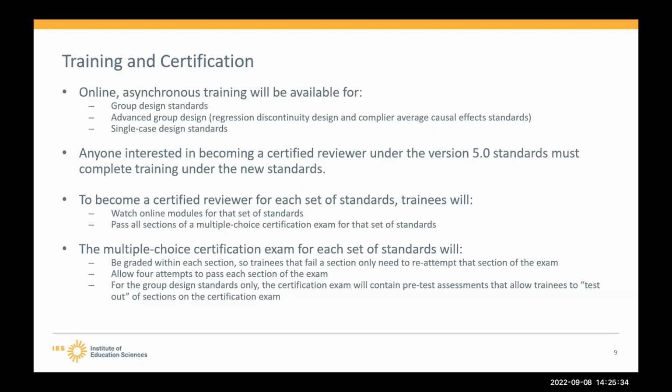You can use the test out option once. If passed, no need to take the full exam for group designs. If not, a full exam must be taken and you will have up to 4 attempts. No test out option will be available for other certification. As for the timing of exams, version 5.0 trainings and certification are scheduled for release early next year.